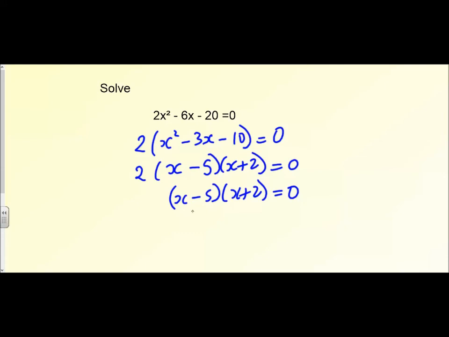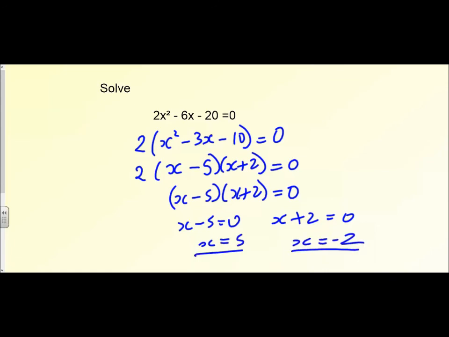So that means that x minus 5 is equal to 0, or x plus 2 is equal to 0, or both. So x is equal to 5 and x is equal to minus 2. And again, if you substitute either of those values into this expression or this equation here, then you should get 0, and I invite you to check that. Okay, so hopefully that worked for you and you got an answer equal to 0.